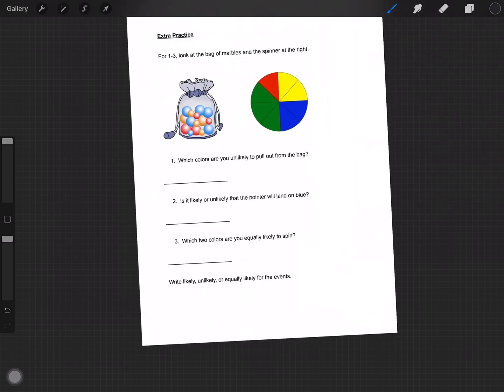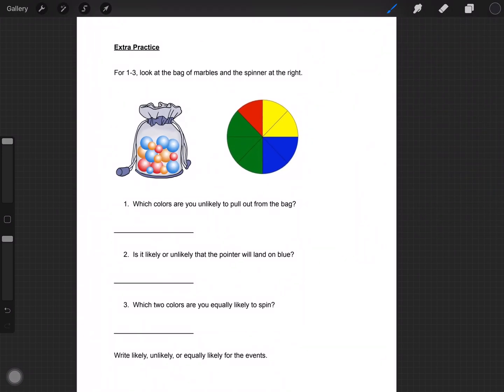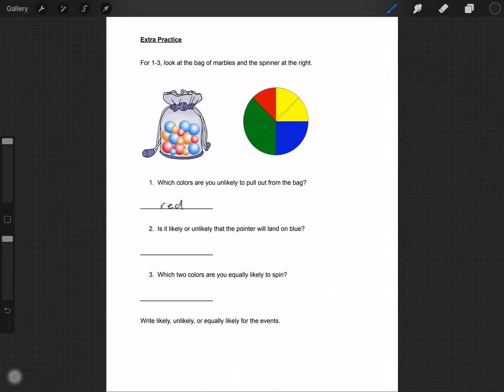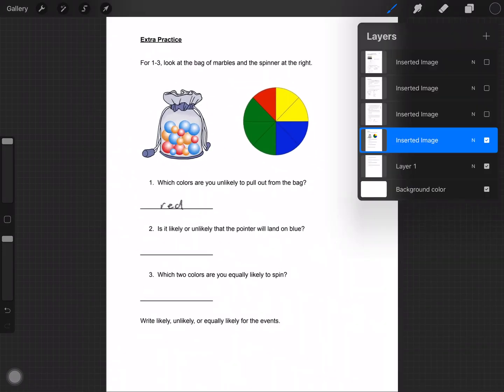Okay, so look at the bag of marbles and the spinner at the right. I'll do one of these. So which colors are you unlikely to pull out from the bag? So we have 4 reds, 5 oranges, and 6 blues. So obviously the most unlikely would be red. Running out of time. So I'll just go to the next page.